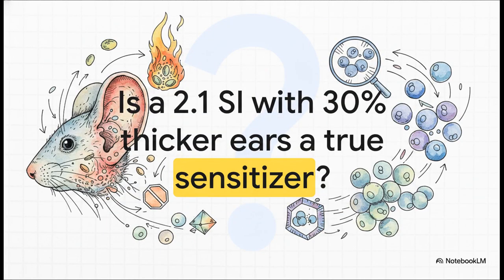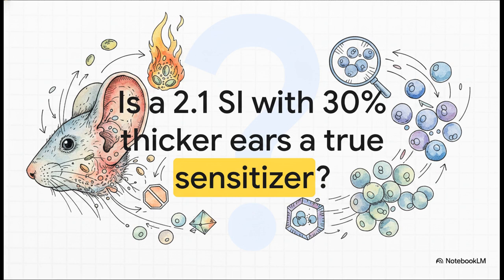To wrap things up, I want to leave you with a bit of a provocative synthesis question just to test your understanding. Take a look at this data. Let's say an SI of 2.1 puts us right in that tricky borderline zone we talked about. But wait, we also have a 30% increase in ear thickness during the pre-screen. That completely breaches our 25% threshold for excessive local irritation.